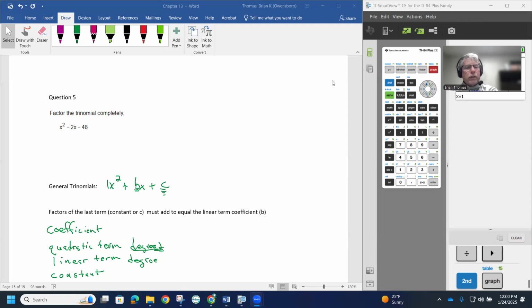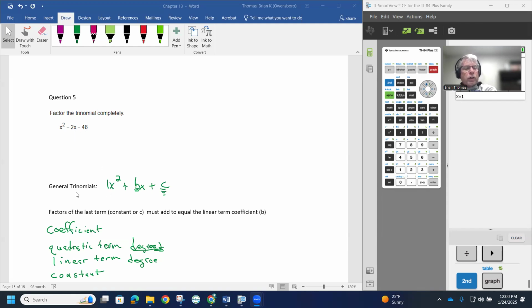So question 5 in working with general trinomials. Notice again, we're trying to factor our trinomial completely. And again, notice, some trinomials are perfect square trinomials, but notice how this -48 tells me that this is not a perfect square trinomial. So this is kind of falling apart as a special product.